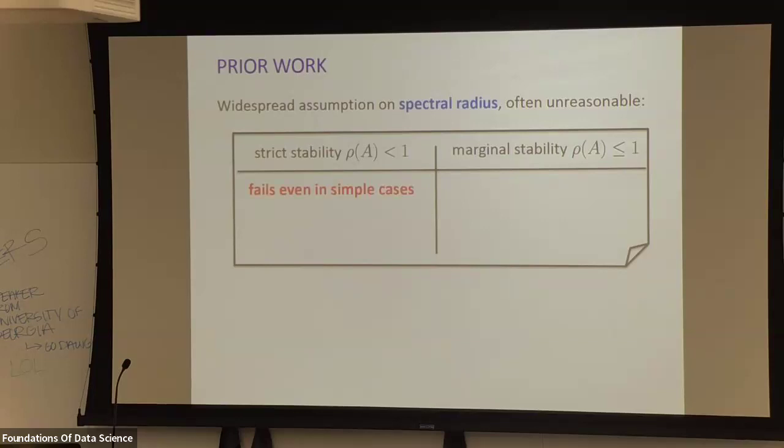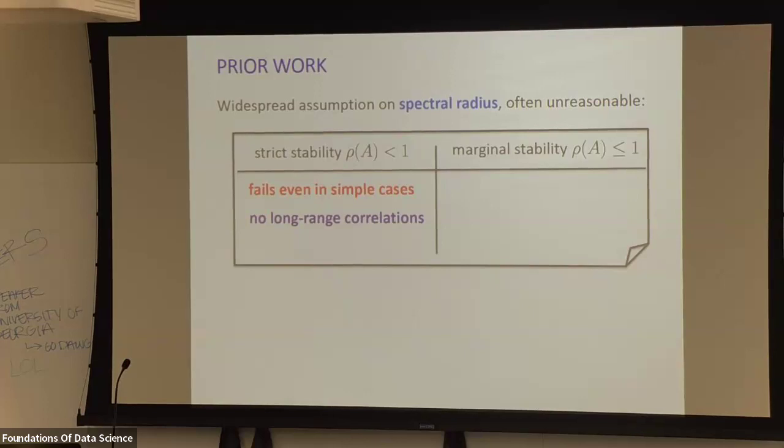See, first of all, strict stability, I claim, fails even in simple cases I've already talked about. You remember in the moon landing example, the transition matrix was an upper triangular matrix with ones along the diagonal. So it definitely has eigenvalues equal to 1. It is not strictly stable. And when you discretize some system, that's often what happens: you don't have strict stability. It's just an unreasonable assumption to hope for.